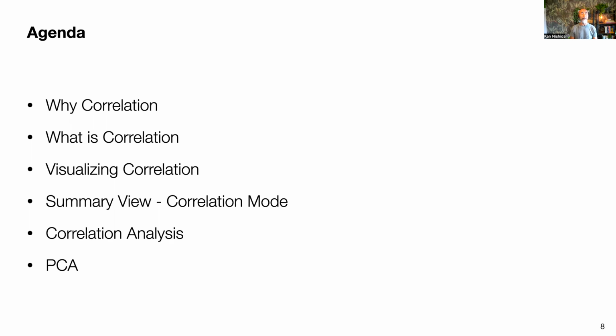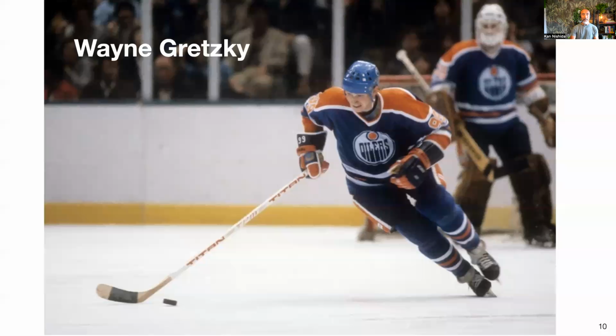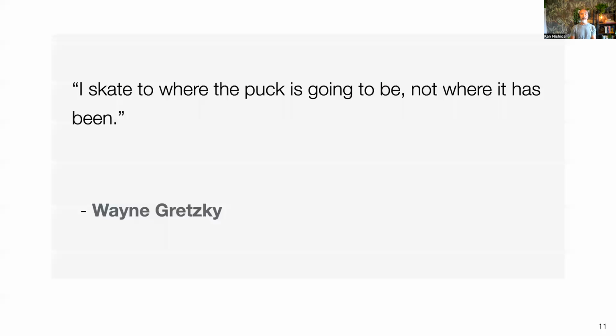So, why correlation? There was a great ice hockey player called Wayne Gretzky back in the day, and he made a comment that says, I skate to where the puck is going to be, not where it has been. I think it's a really cool thing. It kind of makes sense and is kind of obvious, but at the same time, you get surprised how many of us cannot do this.